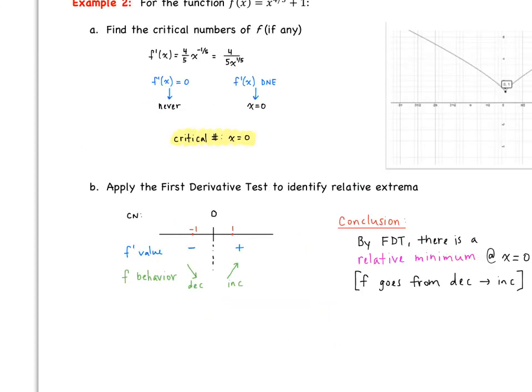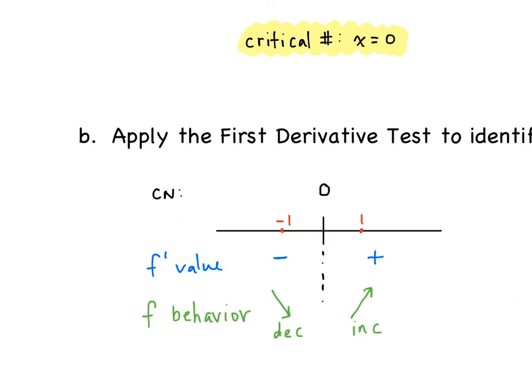Now we're going to apply the first derivative test to identify any relative extrema. So what I do here is draw this little number line, and I identify where my critical number is, and I cut that line accordingly. So I label my critical number. From there, I need to determine my f prime value.